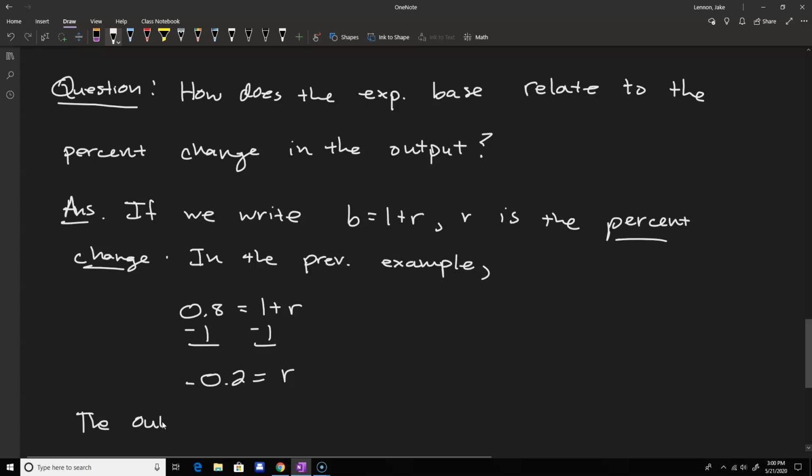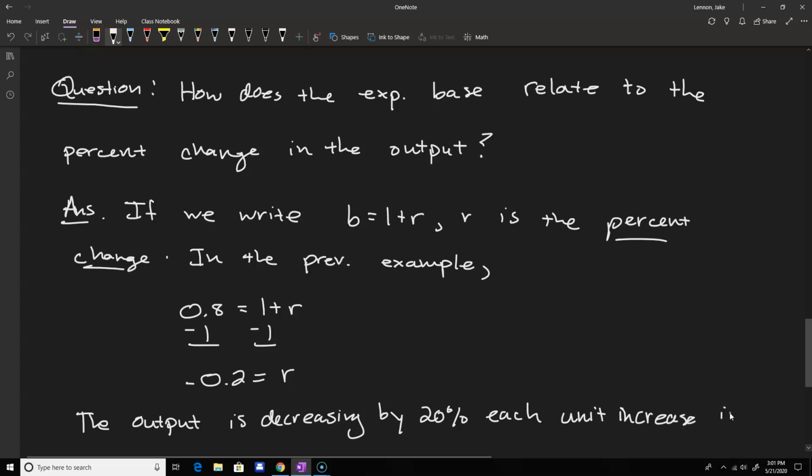The output is decreasing by 20% each unit increase in the variable t.